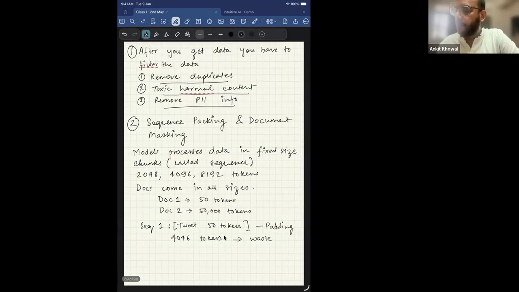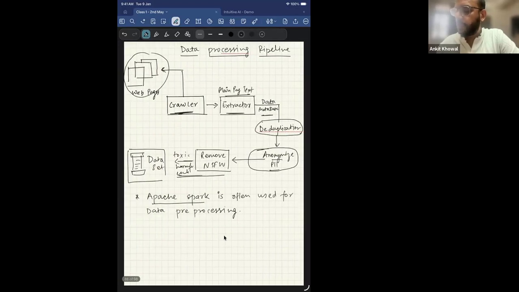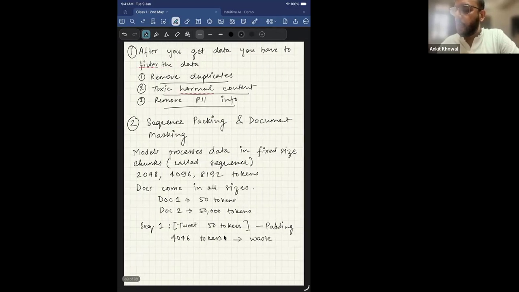Now after you have got the data, and this is the process of creating the data, now you want to feed this data to the model, right? So there are a few optimizations that are done during that particular process. There are specifically two optimizations. One is called sequence packing, and the other one is called document masking, right?